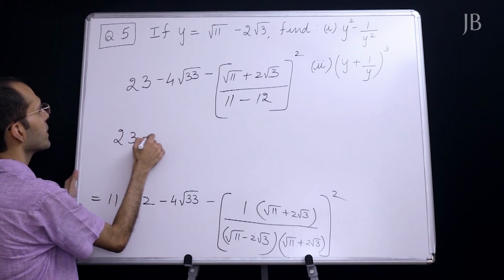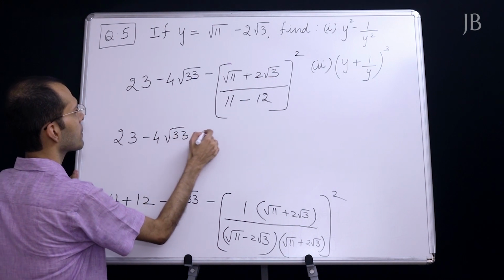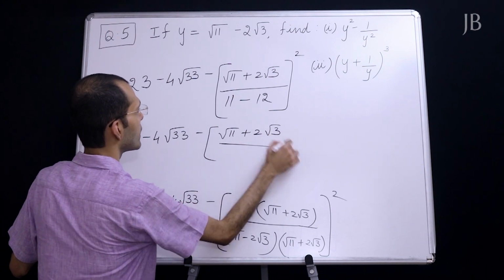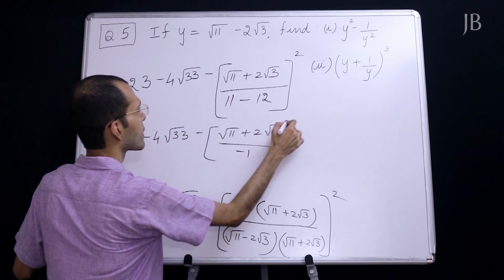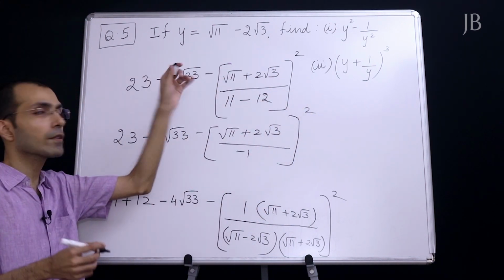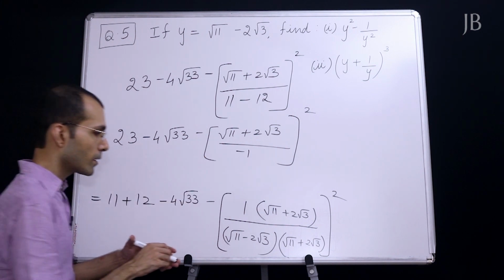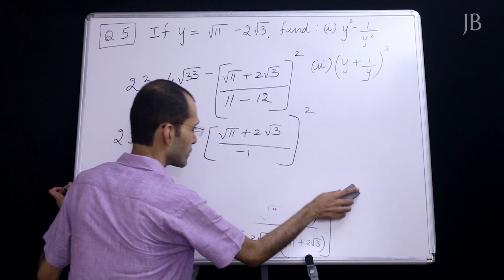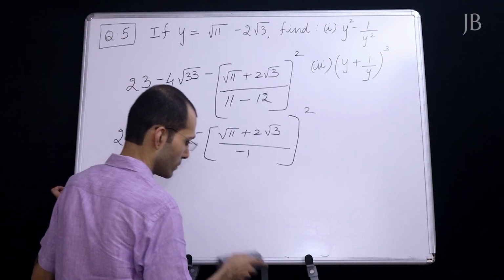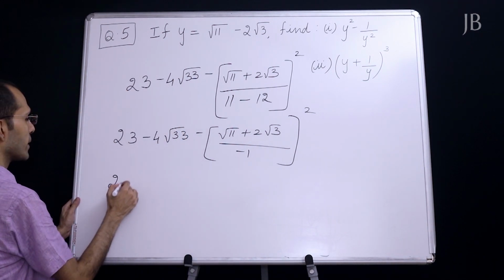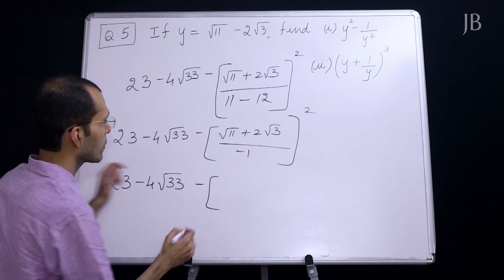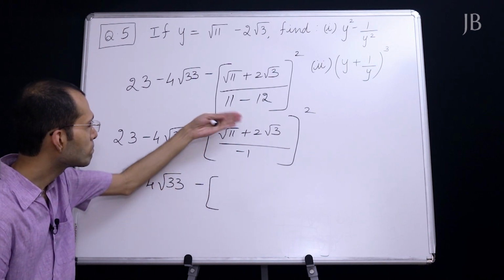Now this will be 23 minus 4 root 33 minus root 11 plus 2 root 3 upon 11 minus 12, how much? Minus 1. The whole square. Many times people simplify the inside stuff and they forget to put that original power 2. Okay, so this will be 23 minus 4 root 33.